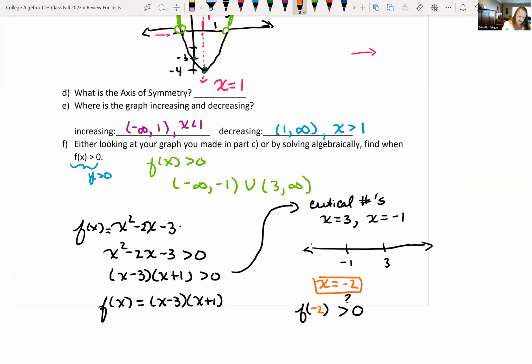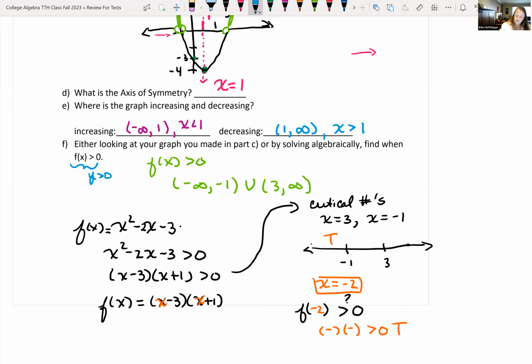So just think about it. If I plug in an x here, this would be -2 minus 3. That's a negative number. And then if I plug in -2 here, -2 plus 1 is a negative number. Multiplying two negative numbers together is greater than 0. So this is true.